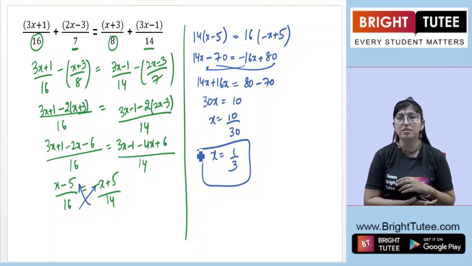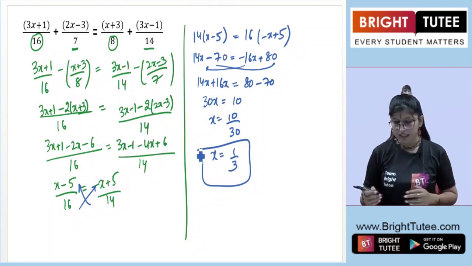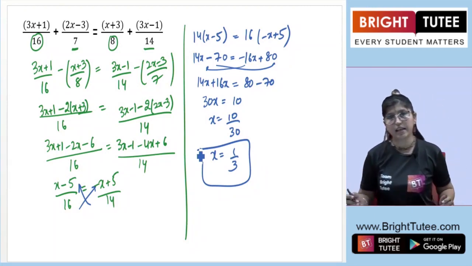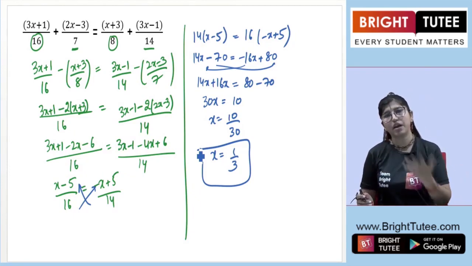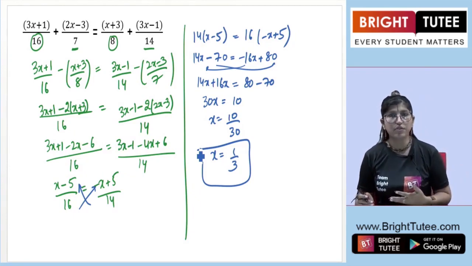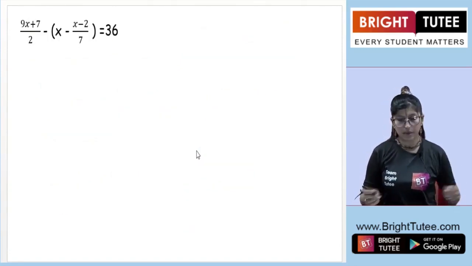If we need to check the result, we check whether the value of x satisfies the equation. We put it into the left hand side and right hand side and see if both sides are equal, and if they are, then the solution we found is absolutely correct. Moving on to the second question.